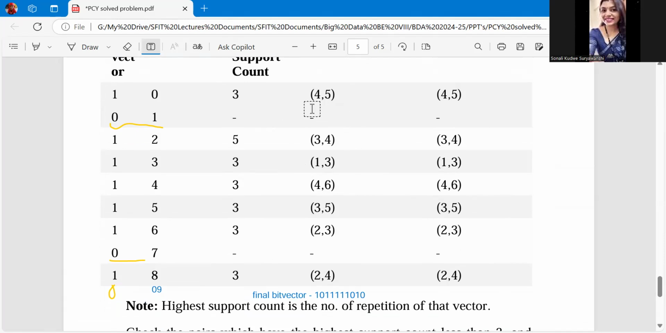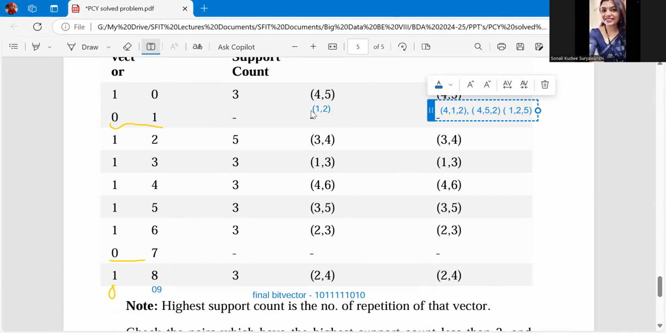Also, if a bucket has more than one pair, for example, if this bucket has two pairs, 4 comma 5 and 1 comma 2, its candidate set will now be 4 comma 1 comma 2. That means you need to form all the combinations of three item sets. So this is the first item set, then the second could be 4 comma 5 comma 2, and the next can be 1 comma 2 comma 5, right? Similarly, you have to do it for any bucket which has more than one pair.